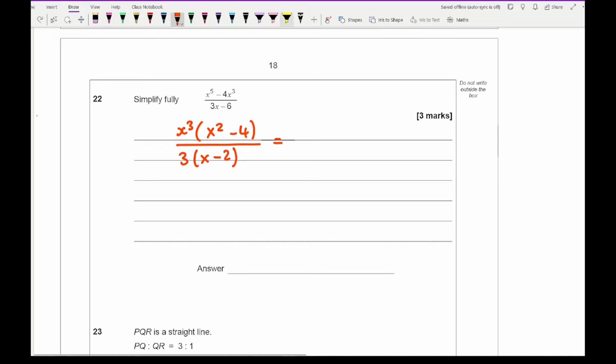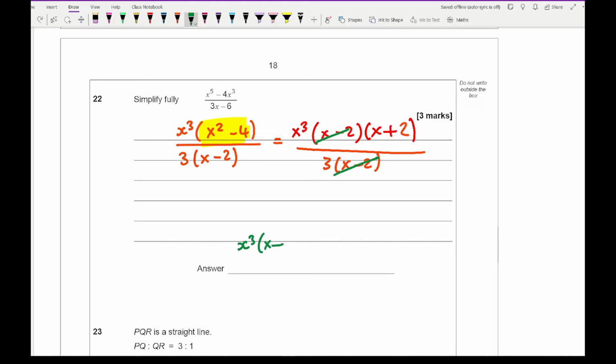Now I notice that this is a difference of two squares. So I've got x cubed, x minus 2, x plus 2. Oh, I've put a 4 there, so let me just get rid of that. And that's all over 3x minus 2. Then I can cancel out the x minus 2, leaving me with x cubed times x plus 2 over 3. Or I can expand the brackets and write x to the 4 plus 2x cubed over 3, and there is my simplified answer.